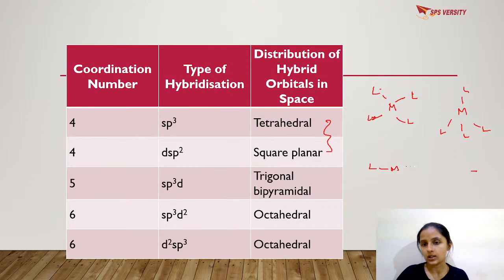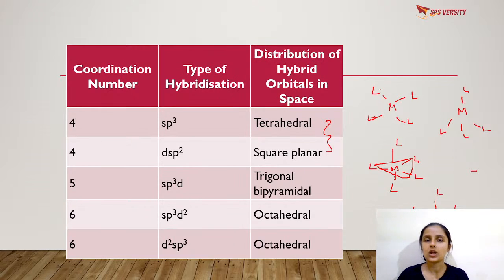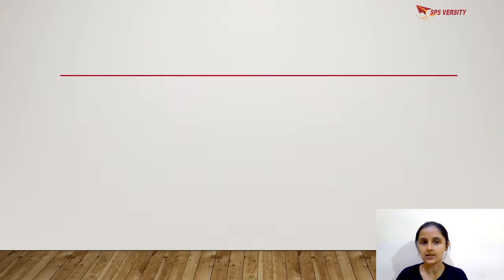Then the next thing we have is M with 3 L, which form the trigonal plane, and then you have 1 L up and 1 L down here. So this is trigonal bipyramidal. Then the octahedral geometry, where M is here with six ligands. It's a square planar geometry, above which, above that plane, you have one ligand, and below that plane you have one more ligand. This is how the shape of the complex is determined.